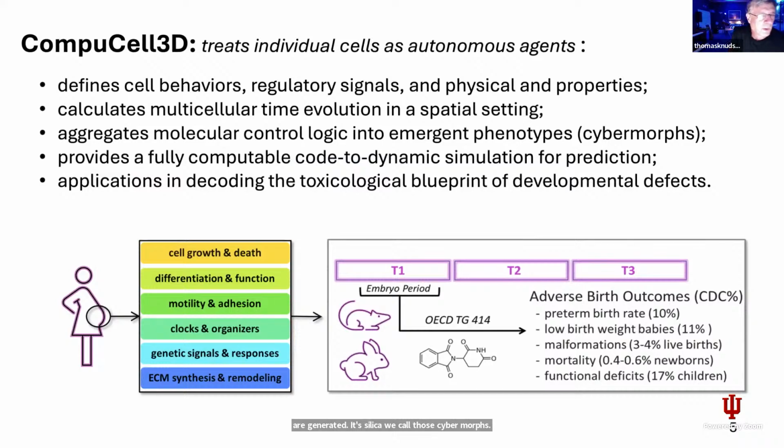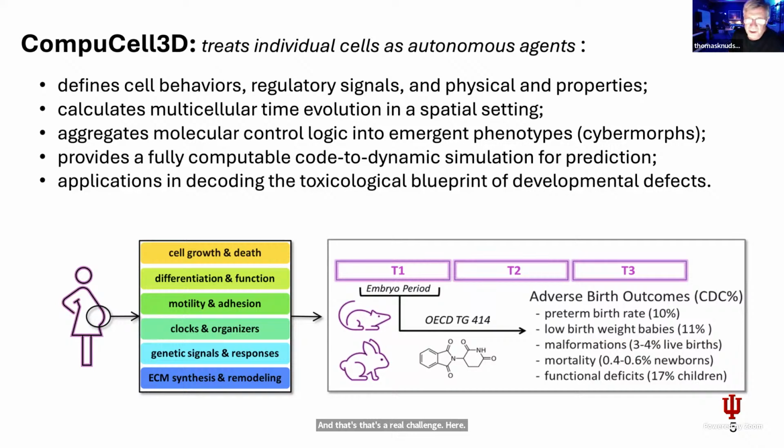So the group's been working with CompuCell 3D over the week. I don't need to give much background, but again, CompuCell 3D, in our handling, has been treating individual cells as autonomous agents. Of course, for development, we have to define the different cell behaviors, regulatory signals, and physical properties that go with the system, and allow it to calculate the evolution of the system in a multicellular way and in a particular spatial setting that we have to design to fit the purpose of interest. The system aggregates molecular control logic and produces emergent phenotypes, again, cybermorphs. And the question then, of course, is validating that your model is producing the phenotype that can be experimentally validated, and that's a real challenge here.